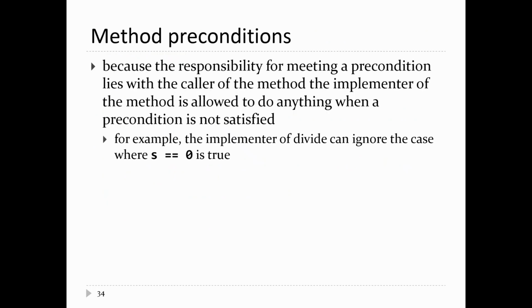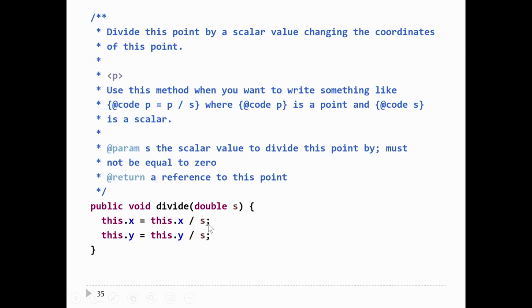So that's fine. Now, because the responsibility of meeting the precondition lies on the caller, as the implementer of the method, you don't have to care if the precondition is satisfied. In other words, you can do whatever you want if the precondition is not satisfied. So you can simply ignore the case where s is equal to 0, and just go ahead and divide. That's a perfectly legitimate way of implementing this method.